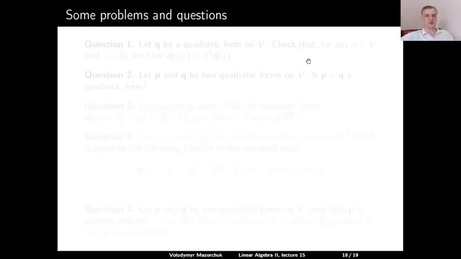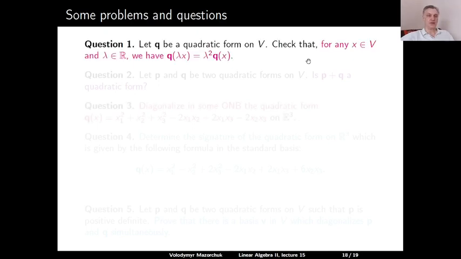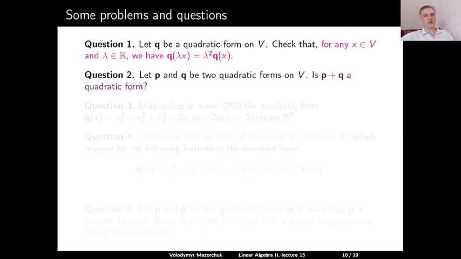Let us finish with some problems and questions. Question 1. Let Q be a quadratic form on V. Check that for any vector x in V and any lambda a real number, the value of Q at the vector lambda x is equal to lambda squared times the value of Q at x. This is a justification for the term quadratic form. If you want to take away a scalar, you should take it in the quadratic version. Question 2. Let P and Q be two quadratic forms on V. Is the sum P plus Q also a quadratic form?